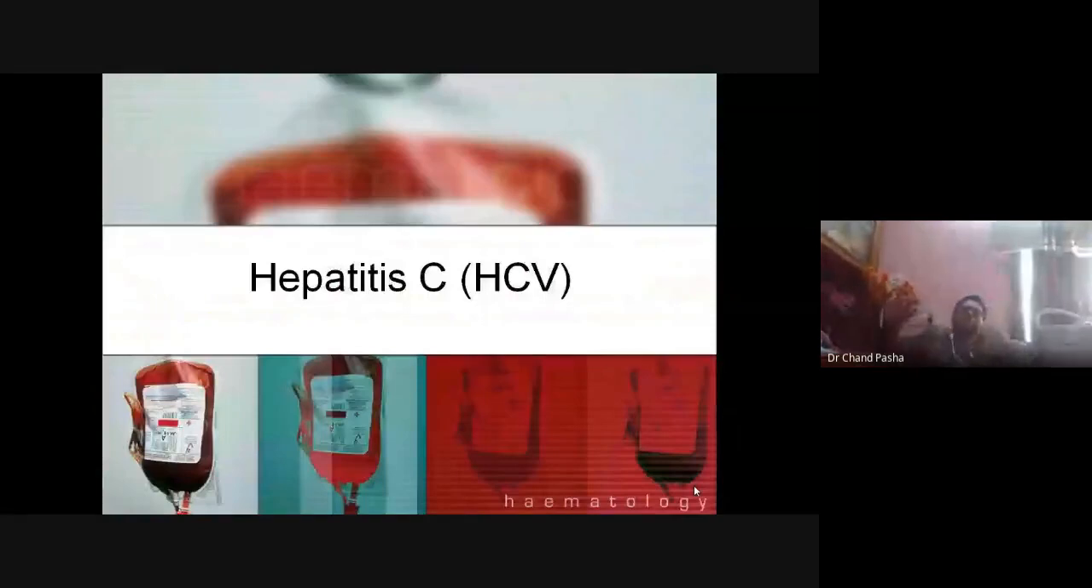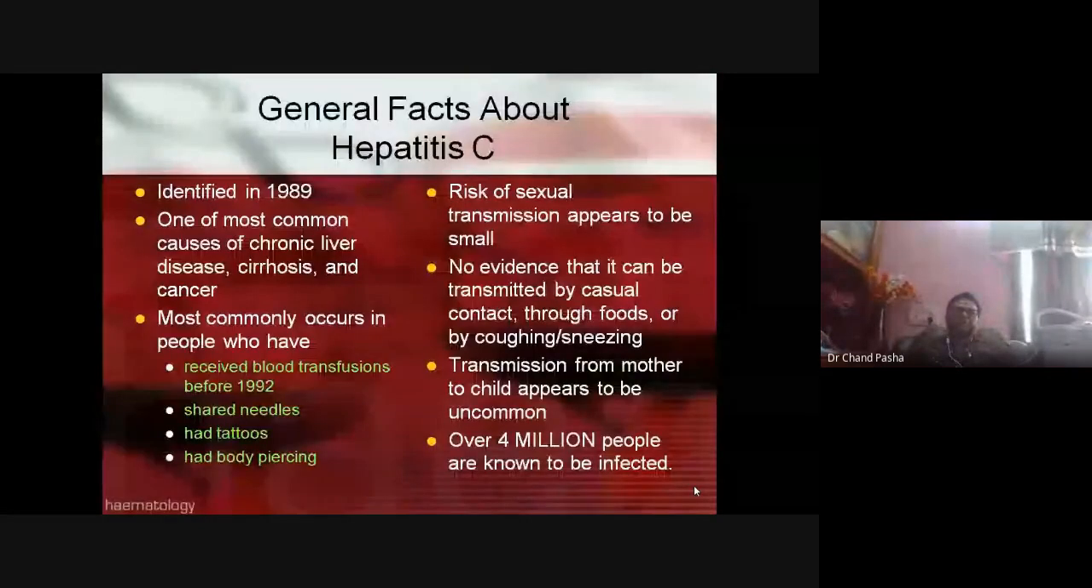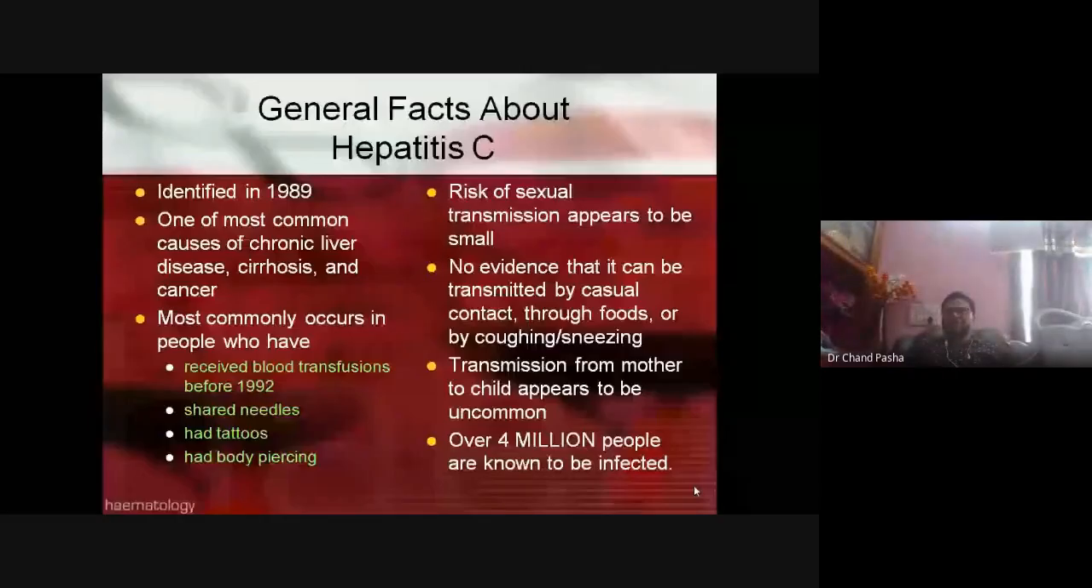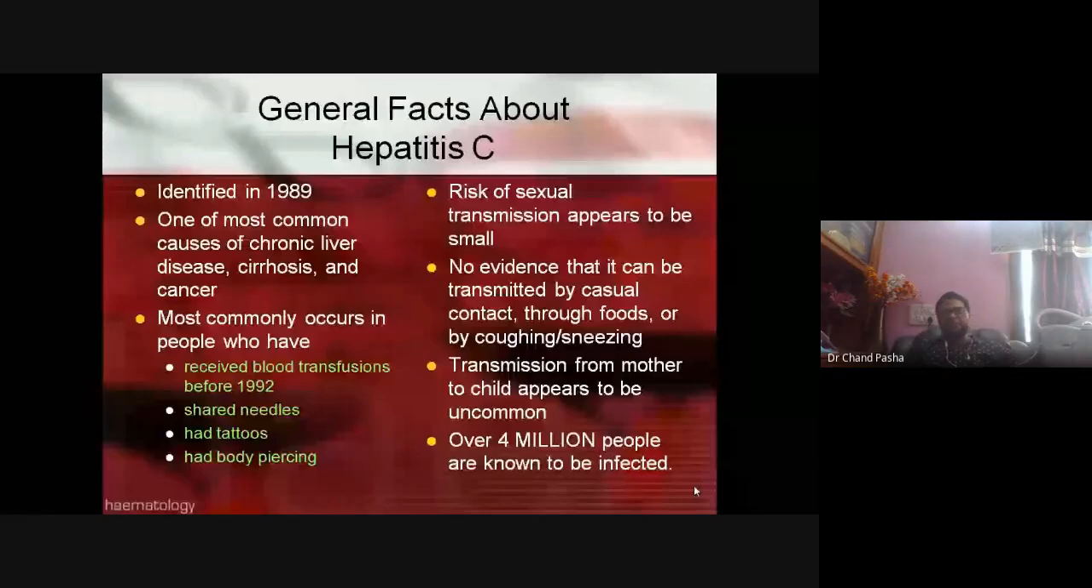Hepatitis C. Hepatitis C was first discovered in 1989, identified as the most common cause of chronic liver disease, cirrhosis and cancer. See, hepatitis B we discussed. Actually, the incidence of hepatitis C is less, but it is more dangerous than hepatitis B. Hepatitis B is very common. In metros, wherever municipal water is used, hepatitis B is almost 80%, whereas hepatitis C is almost 10 to 14%, but the severity of hepatitis C is 80% more than that of hepatitis B. Hepatitis C is very dangerous.